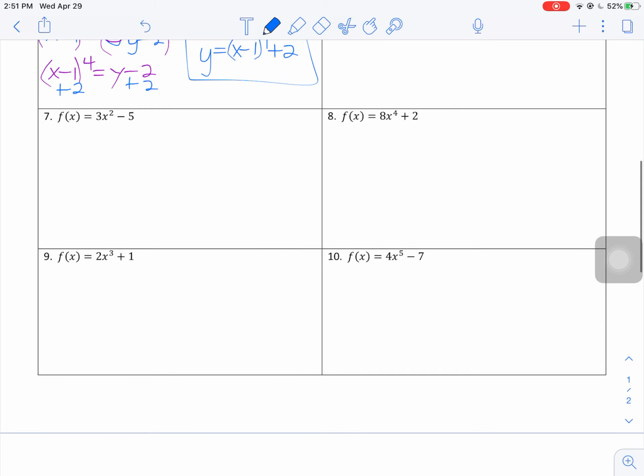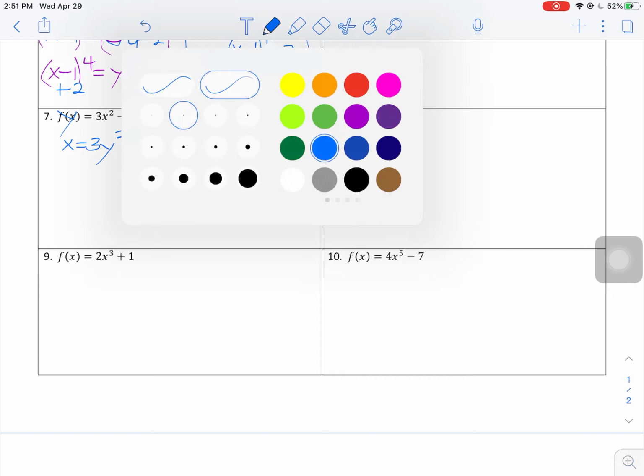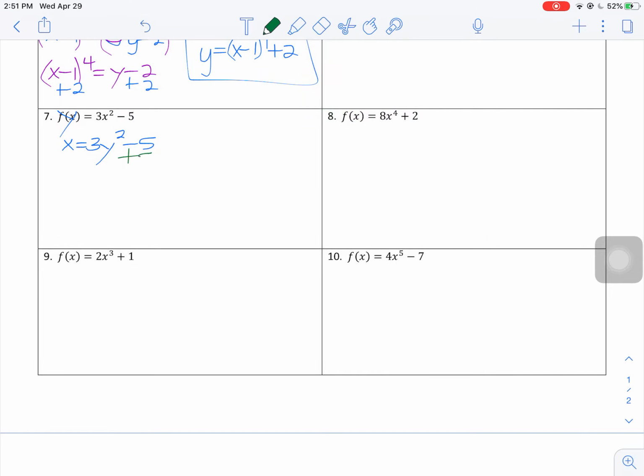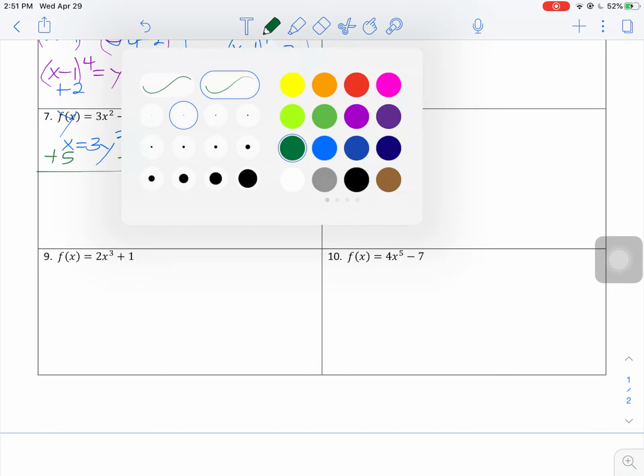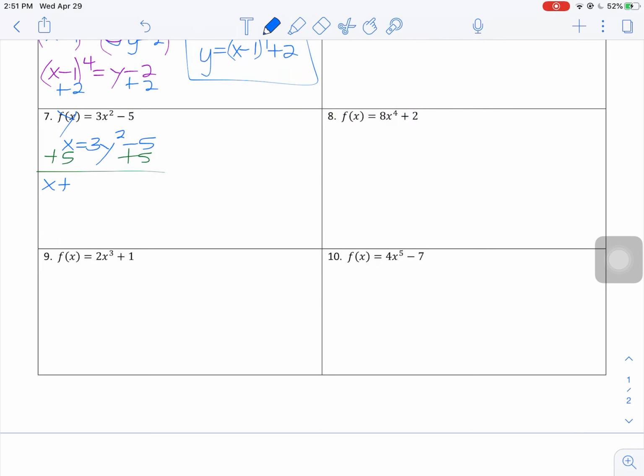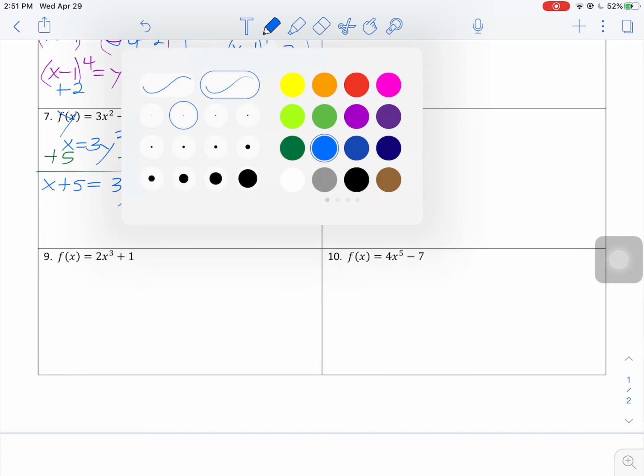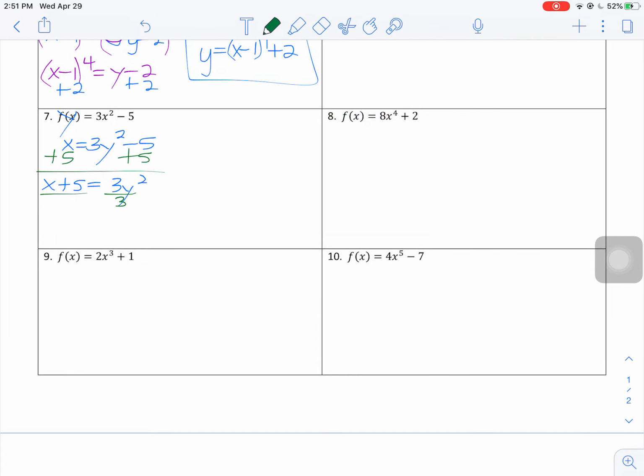On 7, remember f of x is the same as y. Then switch x and y, and now we're solving for y by doing order of operations backwards. So I'm going to add 5 to both sides to get x plus 5 equals 3y squared. I'm going to undo multiplication by doing division, so divide by 3 on both sides. So now I have (x plus 5) over 3 equals y squared.